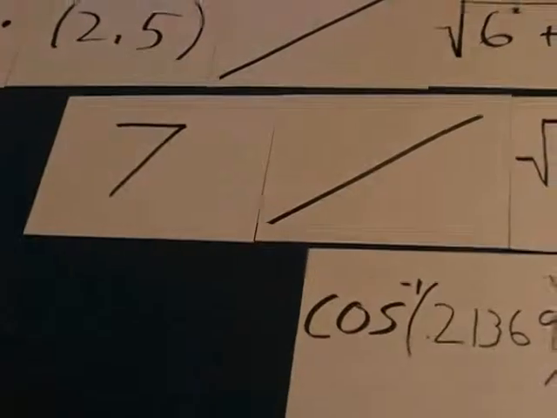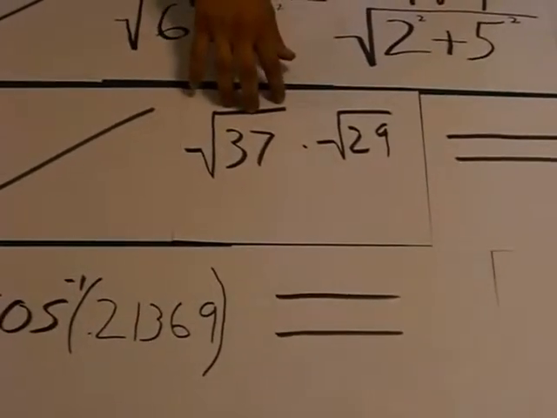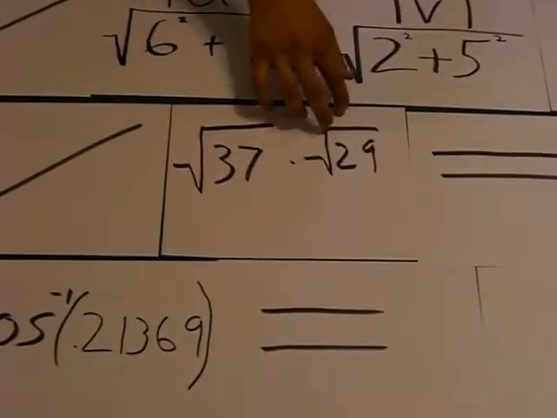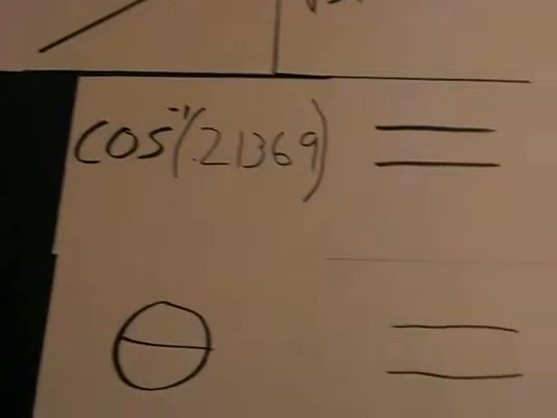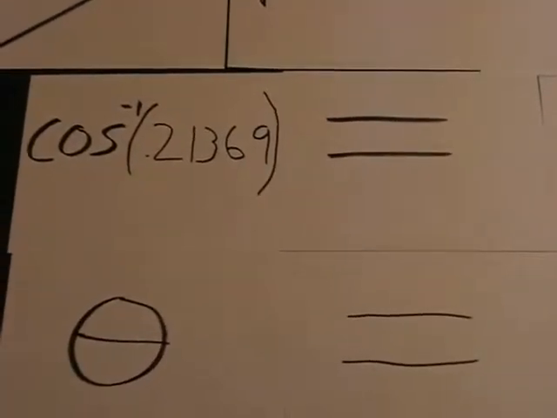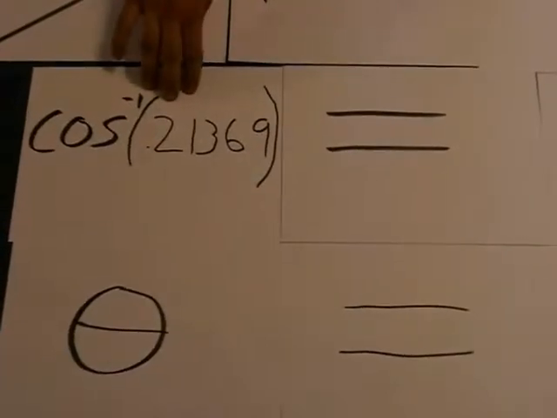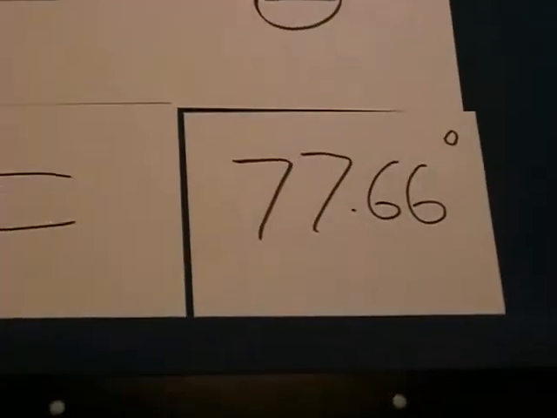The dot product is going to equal 7, as I mentioned earlier, and you're going to have that over the magnitudes multiplied, which is radical 37 times radical 29. Set that equal to cosine theta also. And then to find theta, we're going to do inverse of cosine of that final product there, which is 0.21369. So therefore theta equals 77.66.